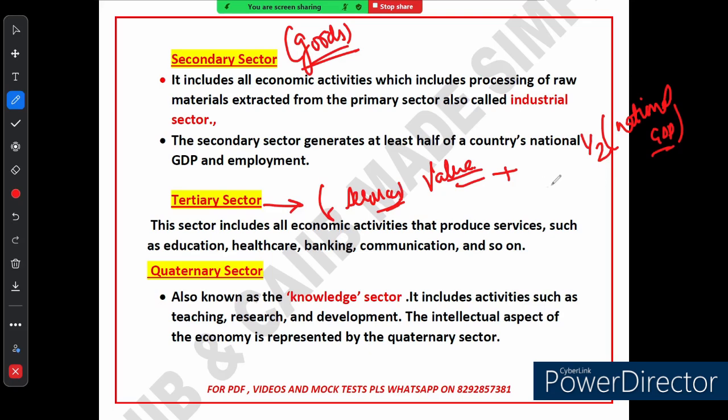So you can think of education, healthcare, banking, communication, etc. These services are crucial for both people and businesses to function smoothly. In today's world, the tertiary sector has become incredibly important, especially in a country like India, where services contribute a significant portion of the GDP.